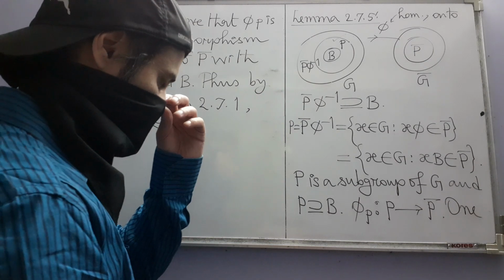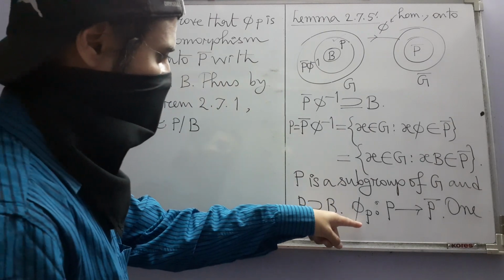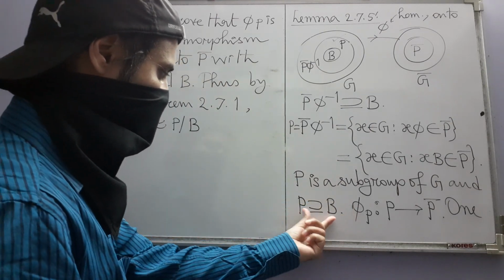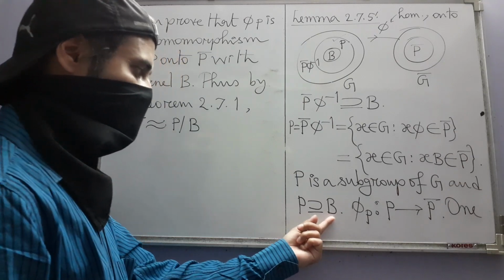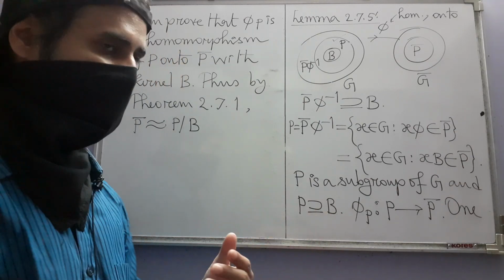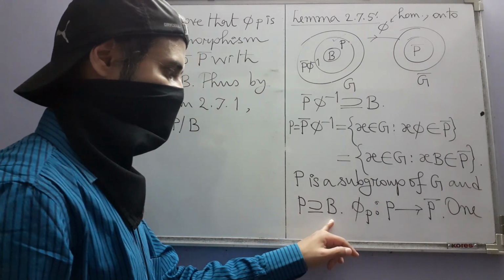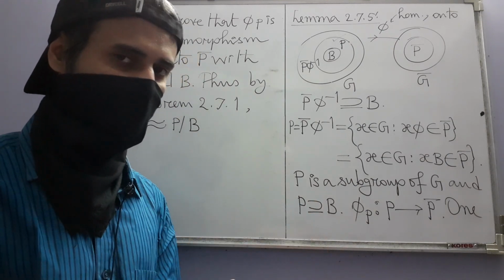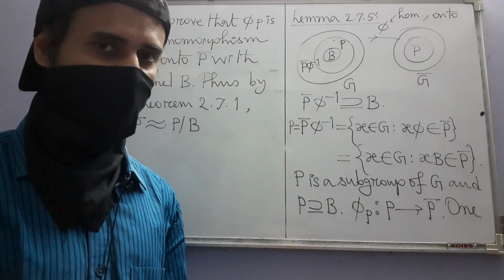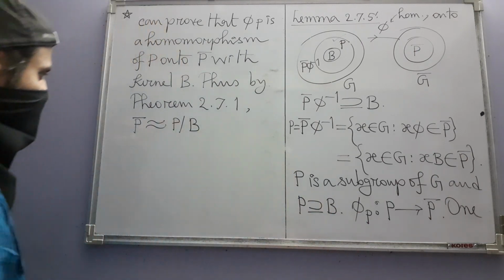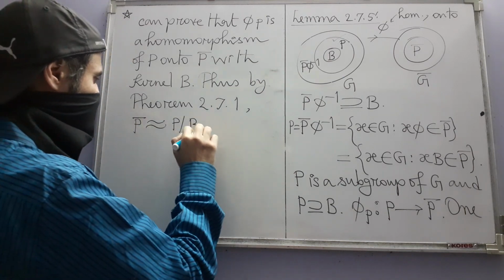Keep in mind that the fact that the kernel of this restriction is also B depends on this inclusion. If a part of B lied outside of P, then the kernel could not have been the entire B. The kernel would have been the intersection of P and B, but that is not the case, luckily. So now we have this.